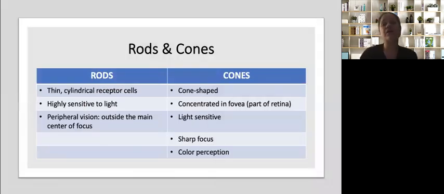So rods are thin cylindrical receptor cells that are highly sensitive to light and are mainly used in peripheral vision. So objects that you observe, but they're sort of outside of your main center of focus. And rods are also used in night vision. And then we have cones, which are cone-shaped receptor cells and are concentrated in a specific part of the retina known as the fovea. These are light sensitive as well, but they are responsible for sharp or main focus as well as color perception.